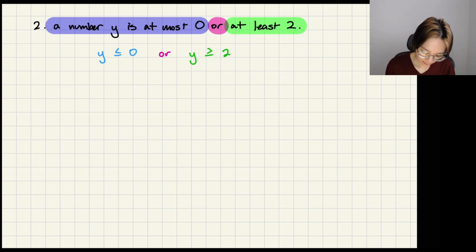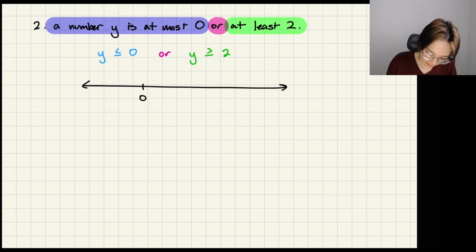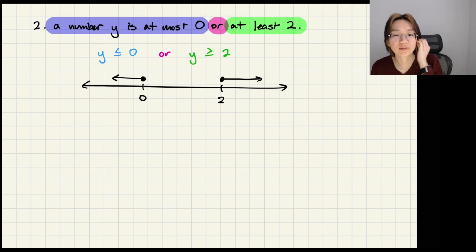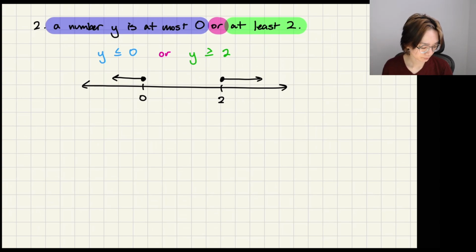So let's graph this one. Point at 0, point at 2. Closed circle at 0. We have y is less than or equal to 0. Closed circle at 2. We have y is greater than or equal to 2. And they don't overlap or anything, so I don't have to redraw this graph. This is my final answer.